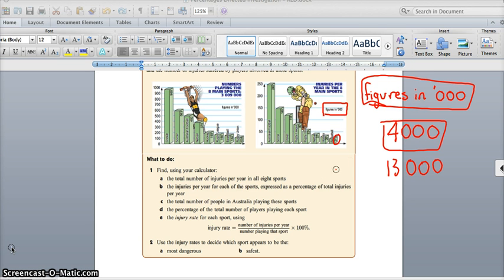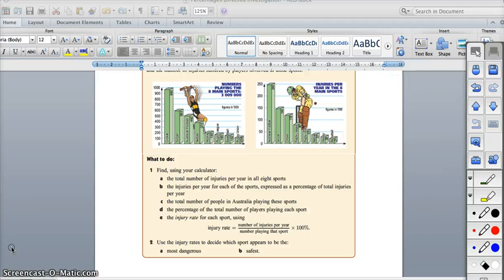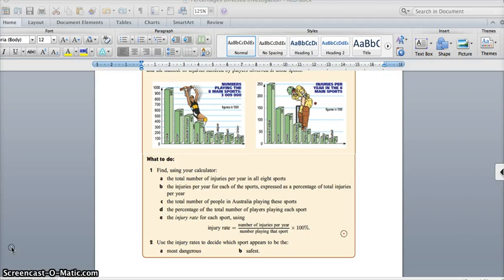21,000. So is it 246 injuries for footy or is it 246,000? 246,000. Excellent. What about this one for soccer? Is it 146? 146,000. Okay. What about rugby? 80,000. So, Blake, what we're doing here is we are reading off the graph for this first question here.